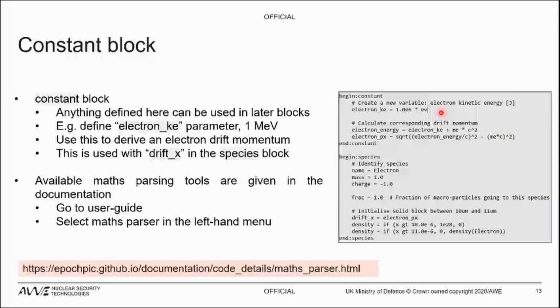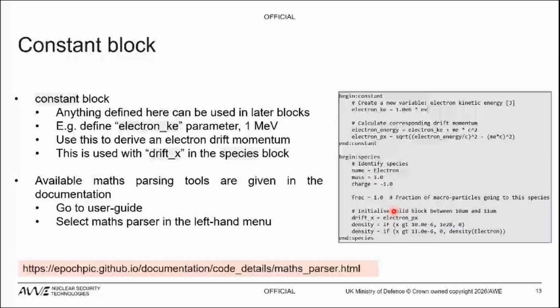So if ever I wanted to rerun this simulation with a different electron energy, I just need to change that one number. I don't need to figure out what momentum that corresponds to, because I have these lines underneath, which convert that kinetic energy into a total energy, Ke plus me c squared, and I convert that energy into a momentum with this square root term. You can do quite a lot with the maths parser with input decks. And then that electron px I can use in the species block to set the drift momentum.